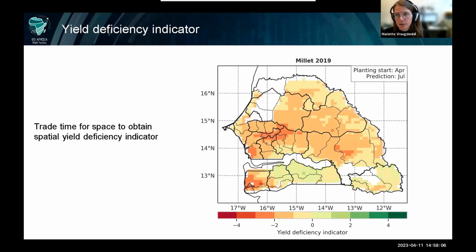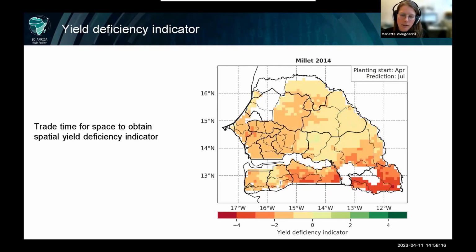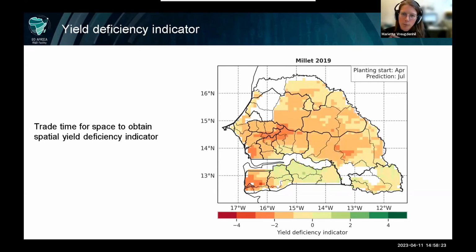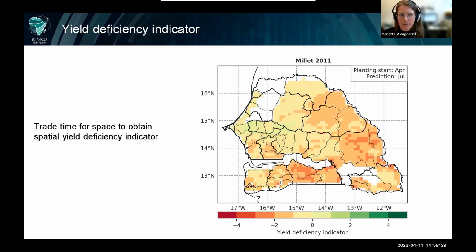And because our data is of course available for every pixel, in this case, we did it every 10 kilometers, we can actually calculate the yields for millet or the yield deficiencies for millet for every year on a spatial scale. And this is what we're actually seeing here. So this prediction is done in July. And let's say the harvest of millet is from October onwards, right?